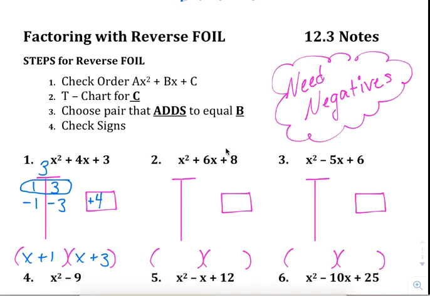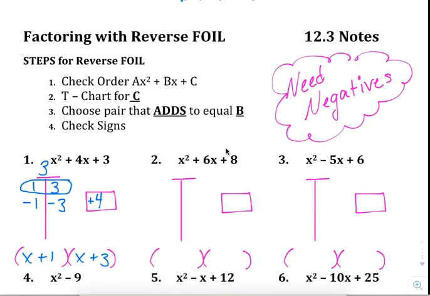First step is going to be to check and make sure everything's in the right order. Second step is going to be to build a T-chart. Make sure we are using our negatives. It's not a GCF. We are going to try to find the pair that adds up to equal the middle number. That's your B. And then we're just going to quick double check our signs, make sure that everything is working, and that's our final answer. We're going to put them in parentheses as a binomial.